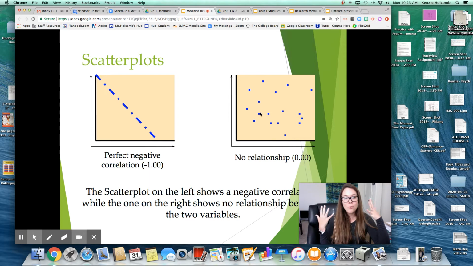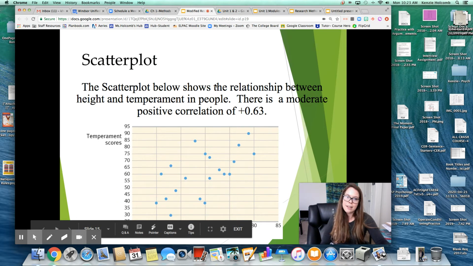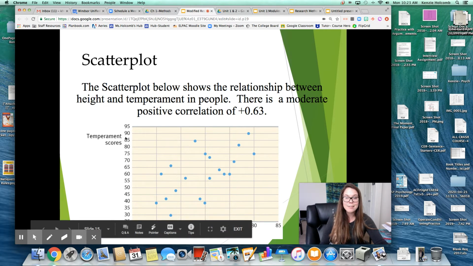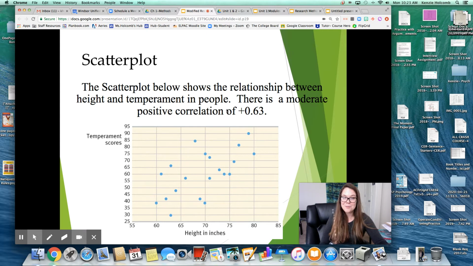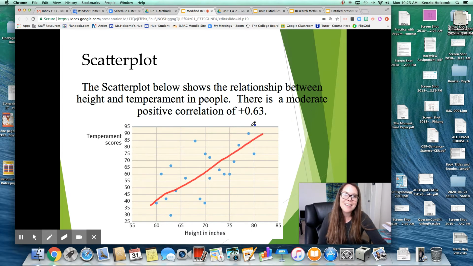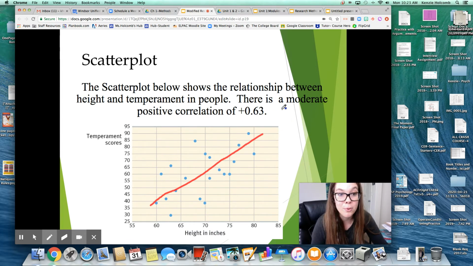So, and again, this is how we look at data for correlational relationships, okay? All right. So again, here's another example. The scatter plot below shows the relationship between height and temperature in people. So let's see, temperature scores, so if they have a higher temperature, and then if there's a correlation with your height in inches, it looks like there is a tiny line right here. So if we were to look at this, I would say there's one right about here. And this would be a plus 0.63 relationship. So it's not +1, but there's still a strong relationship.